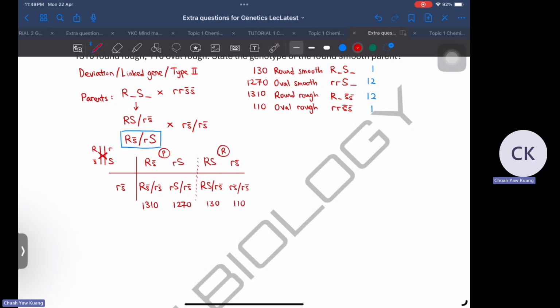Okay, so once we have the numbers, the next step is, if you want, you can try to calculate the recombinant frequency to further confirm that this is a linked gene. I will use a blue color to show that. In fact, you don't have to show this in your working. It is just for you to check the recombinant frequency.